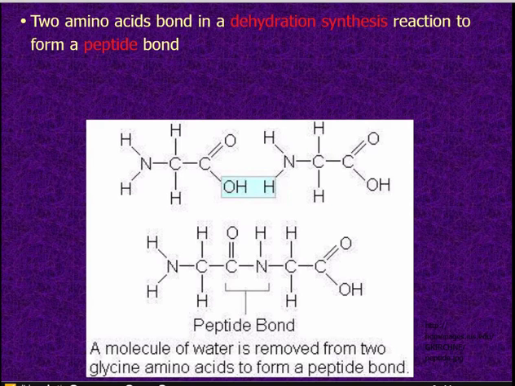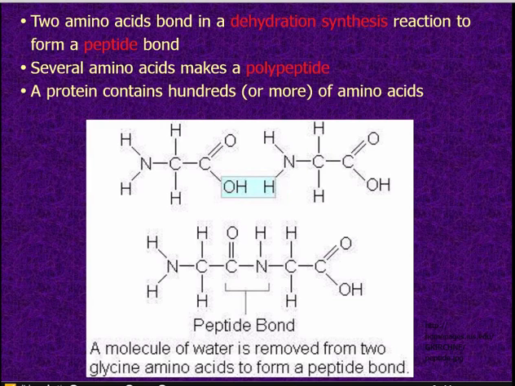Now remember that we said proteins are hundreds or thousands of amino acids long. I can't ever draw that for you. So what we're going to look at are things called peptides, dipeptides, or polypeptides, which are basically baby proteins. I'll never be able to actually show you a real protein in terms of its structural formula. Several amino acids together make a polypeptide, and a protein obviously contains hundreds or more of amino acids.